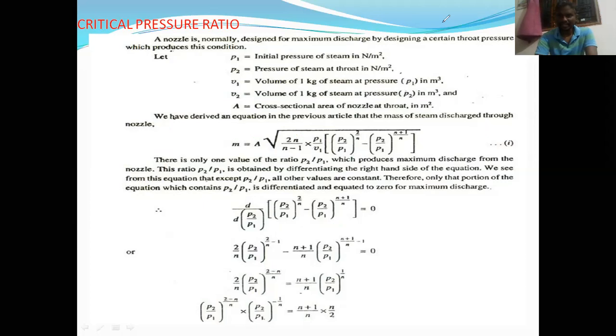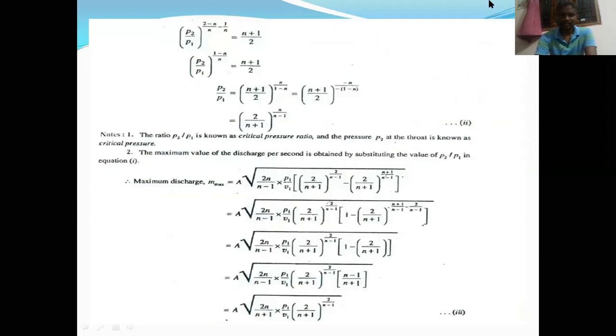By doing dm by d(P2 by P1), we are getting the value for P2 by P1 as (2 by n plus 1) to the power of n by n minus 1. This is the critical value for P2 by P1, and this is also known as the critical pressure ratio.